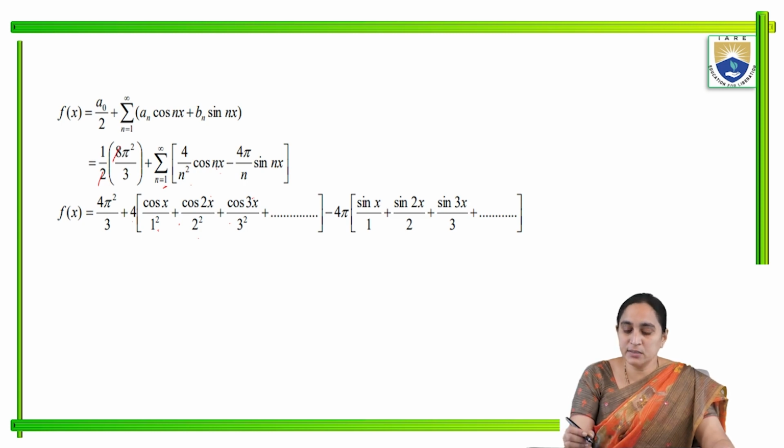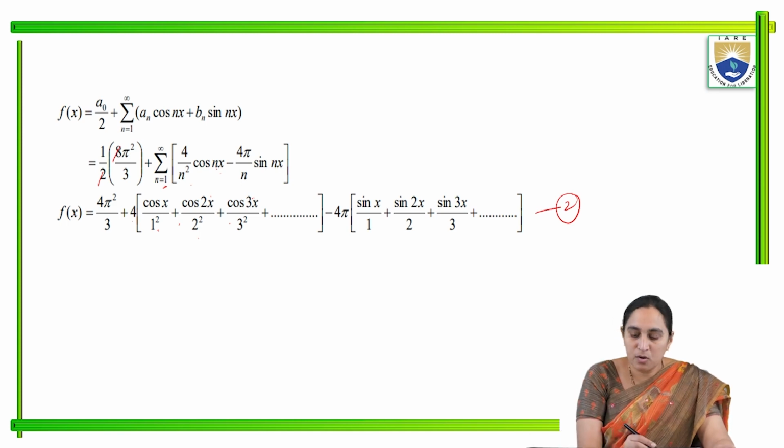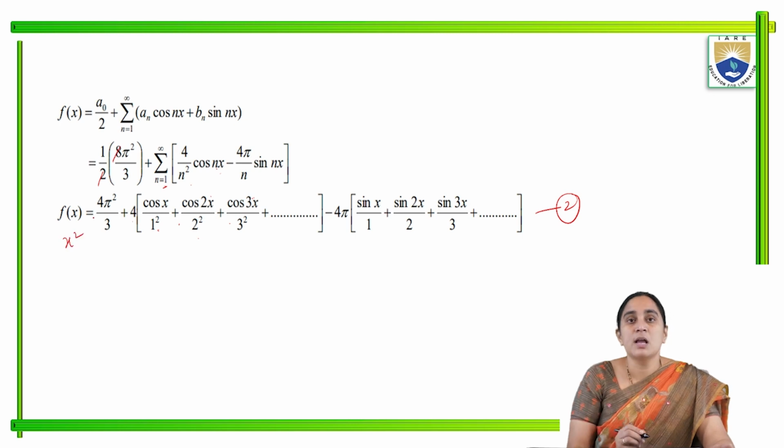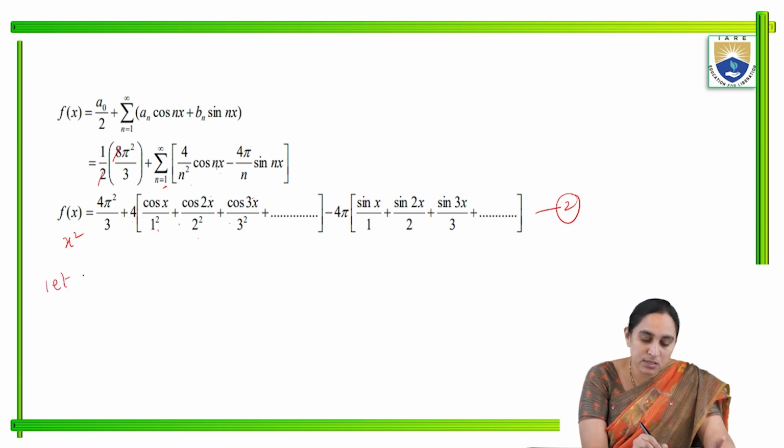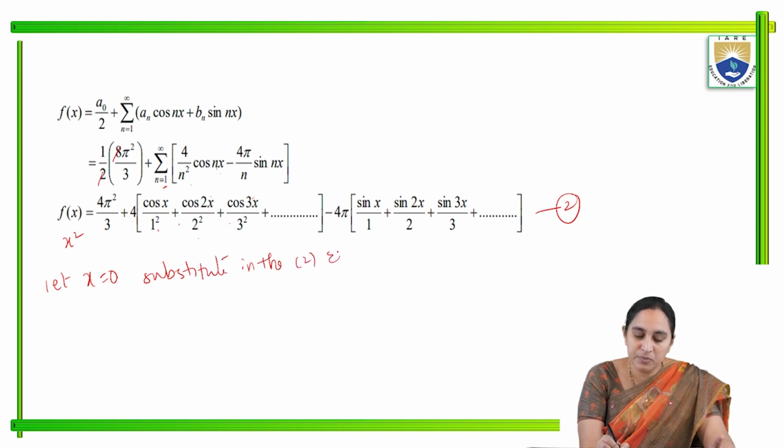Okay, after getting the series, let us take this as the second equation. In that second equation, here f of x means x square. For finding the first deduction part, let us assume an x value. Let x is equal to 0. Substitute in the second equation. From that, 0 square is equal to what?